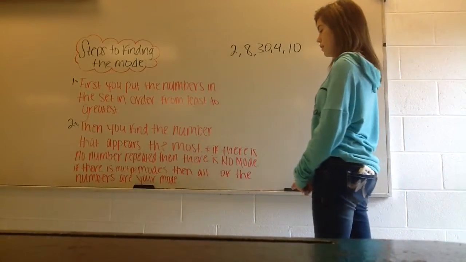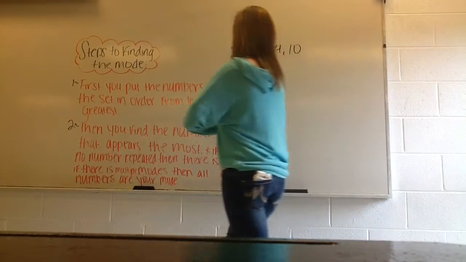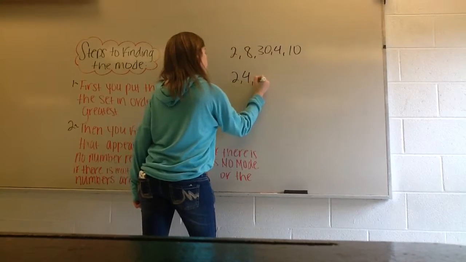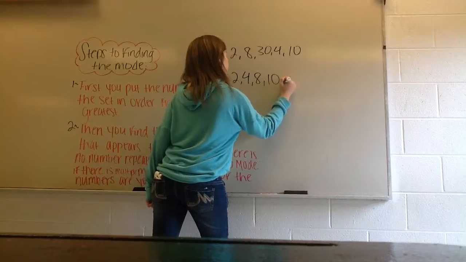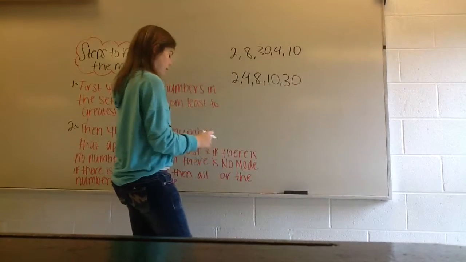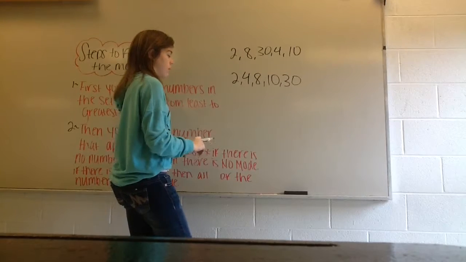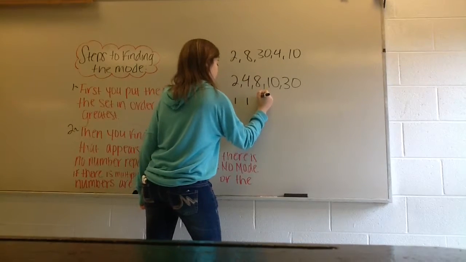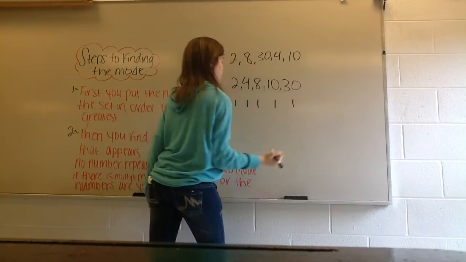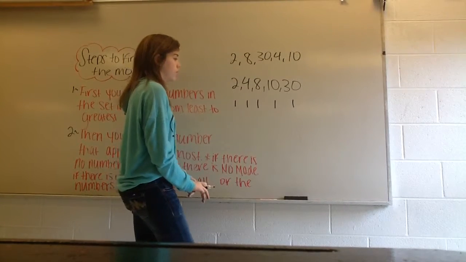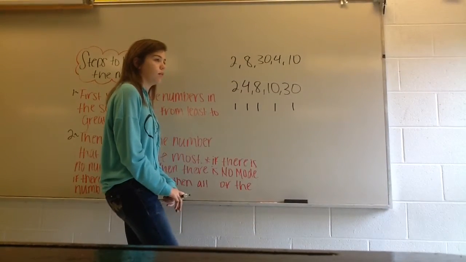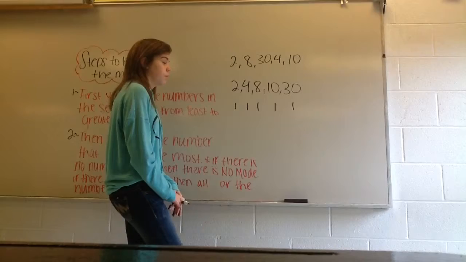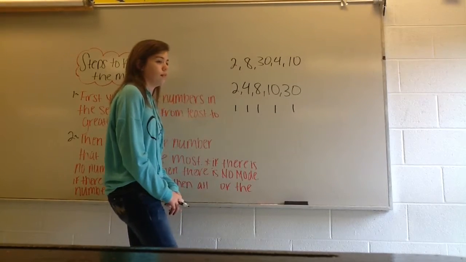Steps to finding no mode. Okay. So first you're going to put your numbers in order from least to greatest. So it's 2, 4, 8, 10, and 30. Okay, so now you're going to say which number occurs the most. 2 occurs one time, 4 is 1, 8 is 1, 10 is 1, and 30 is 1. Because all of these occurred the same amount of time, there is no mode. But if they occurred the same amount of time, say they all appeared 2 times, then you would still have no mode.